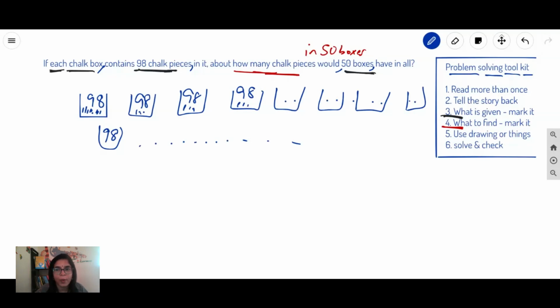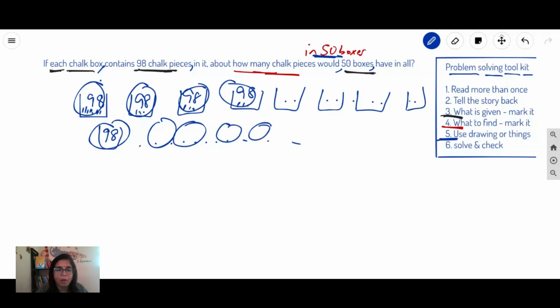So, we finish drawing the question. We finish the drawing. Now, we have to solve. Solve means what? What to find. How many chalk pieces are there in how many boxes? 50 boxes. That means this also, this also, this also, this also. So all the boxes, how many chalk pieces are there?